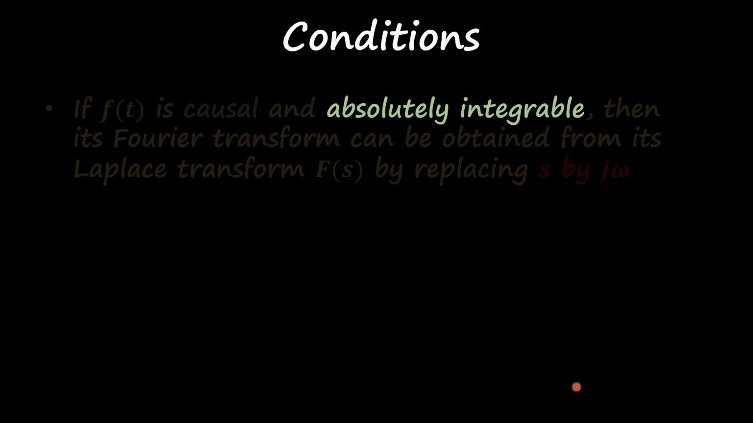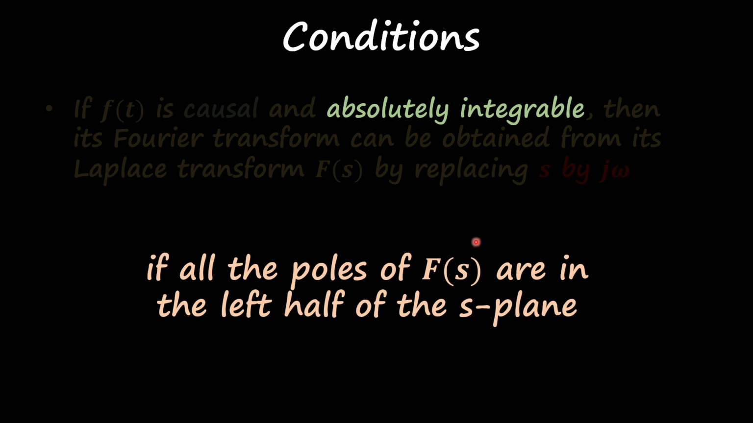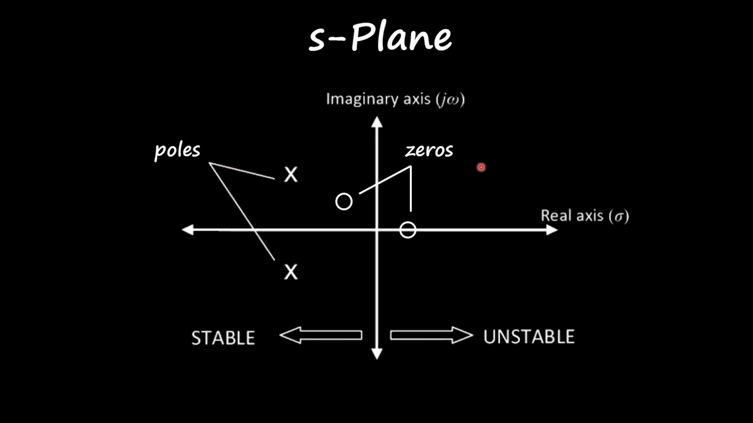The second condition is to be absolutely integrable. What does this mean? It means that if all the poles of your F of s are on the left half of the s-plane, then you're good and your integration is going to converge to a value. So what does it mean, this s-plane and the poles being on the left half plane? You go back to your s-plane here, and you have your imaginary axis and your real axis, and you're going to find the roots of your denominator, which are the poles, and the roots of your numerator, which are the zeros. And we're talking about the transfer function that you have in Laplace.